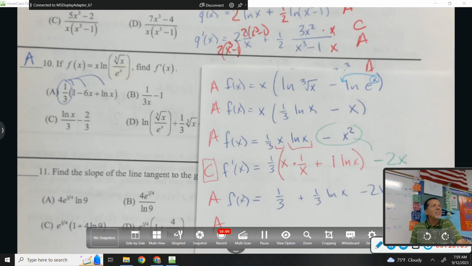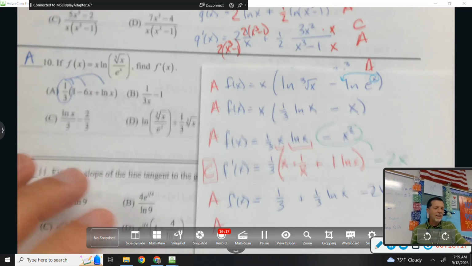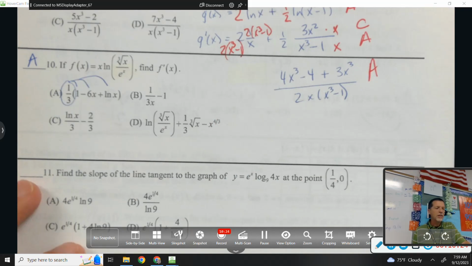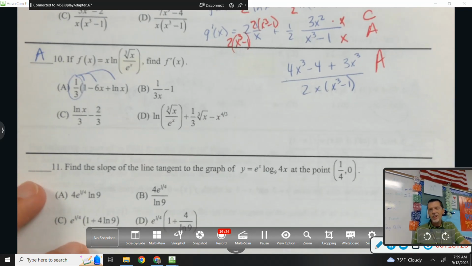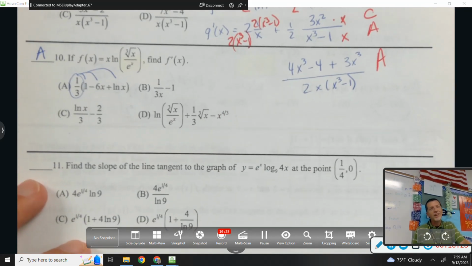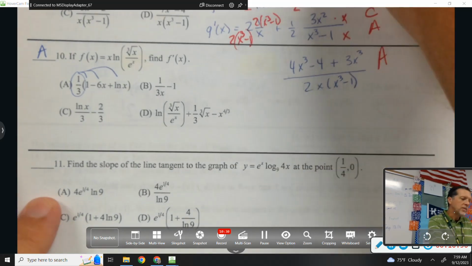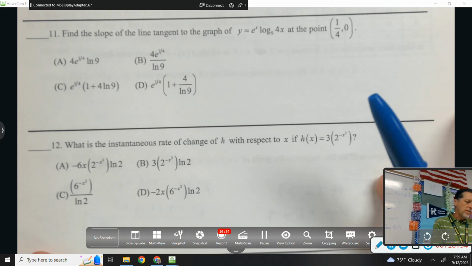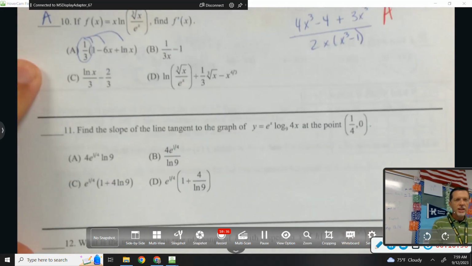Basically it comes down to this. If I can easily locate your mistake and it's a minor mistake, then you get partial credit. If I can't find what you did wrong fairly quickly, then no partial credit. Or if I can find what you did wrong and it was abysmal, then no partial credit either. So the key to getting partial credit is show your work nice and neat so I can find it and hopefully make a minor mistake that's worth some points. All right, that was number 10.